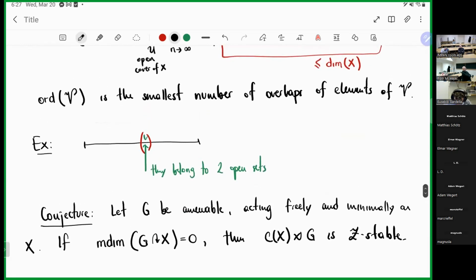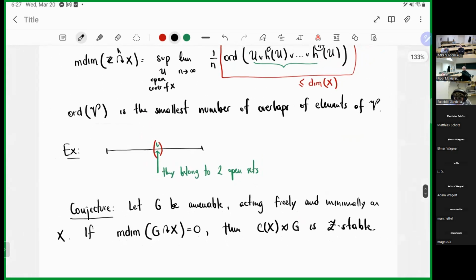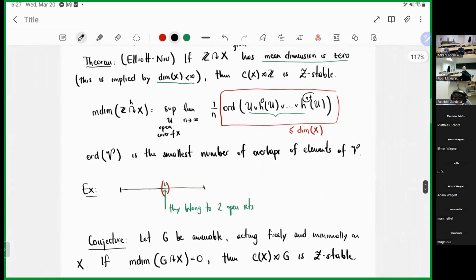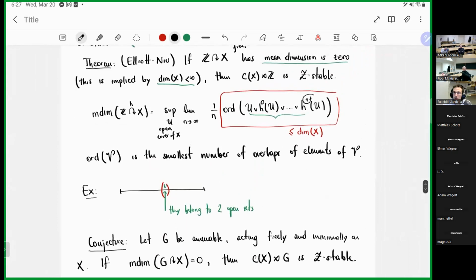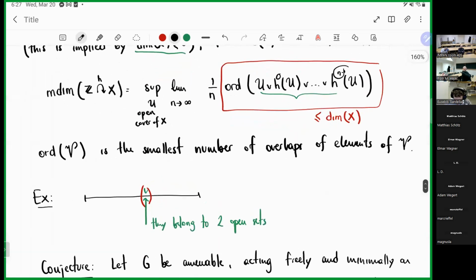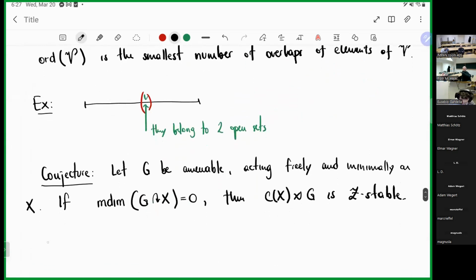Right, so there you can see one confirmation of this conjecture is this result of Elliott and Niu, which says that the conjecture is true for the integers. Since then, more cases have been established. Jianchao Niu did it for Z to the d. Let me tell you the most advanced result in this direction.